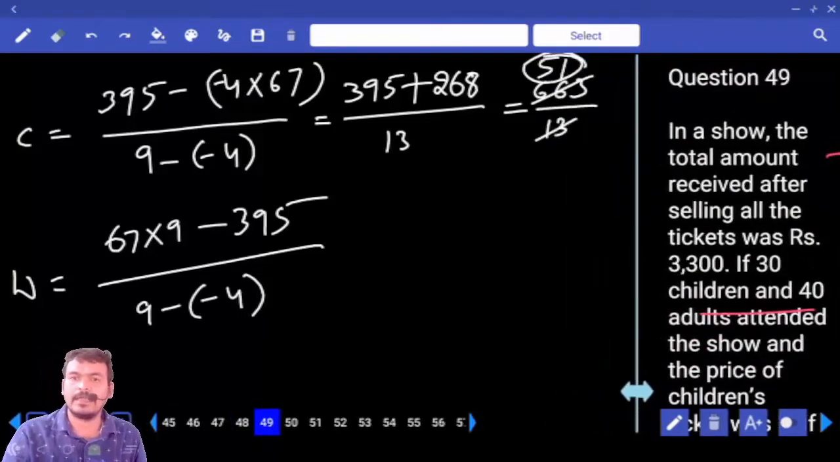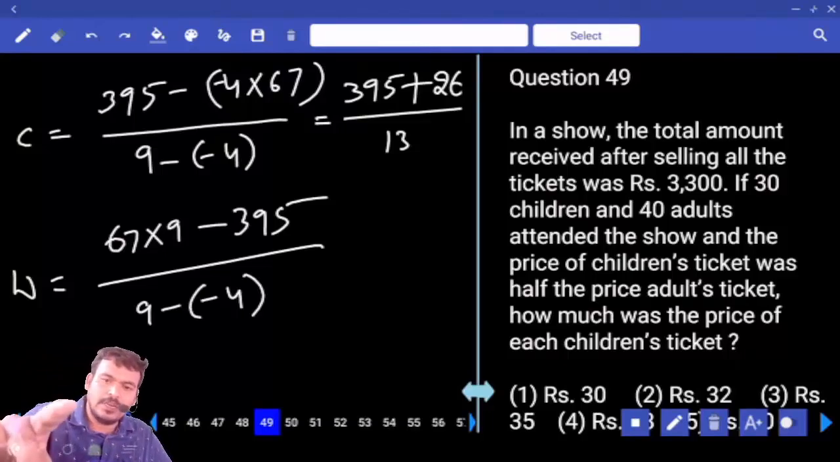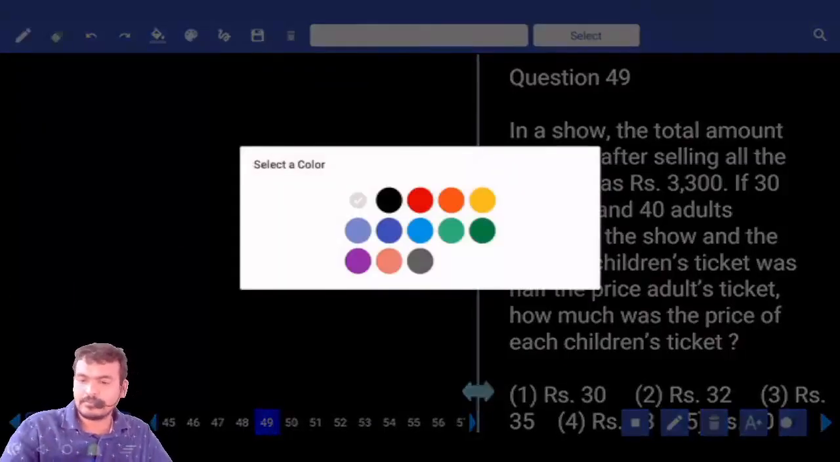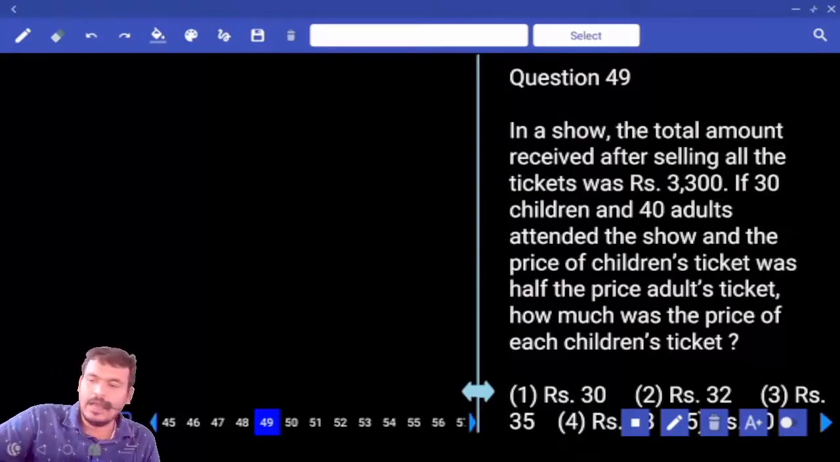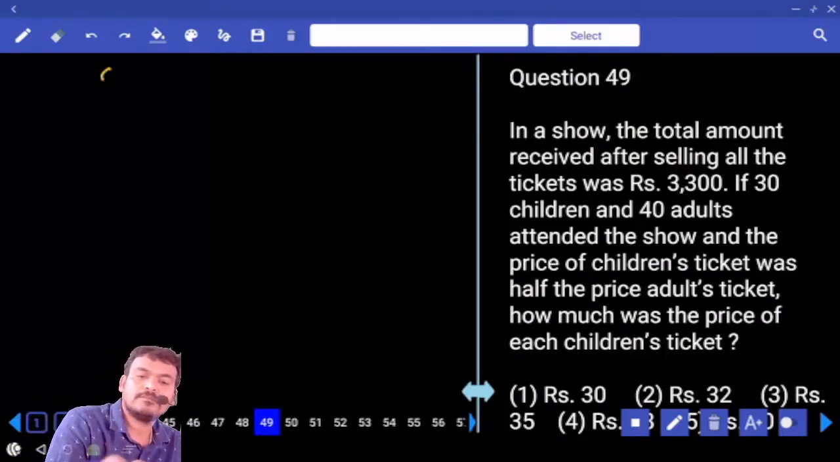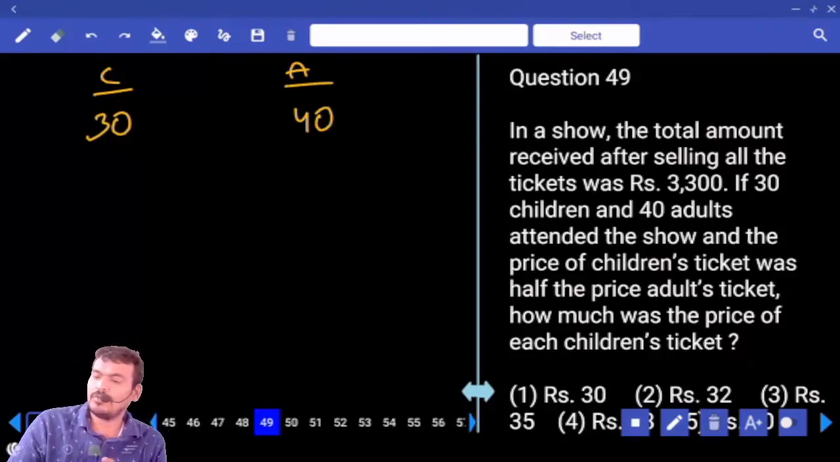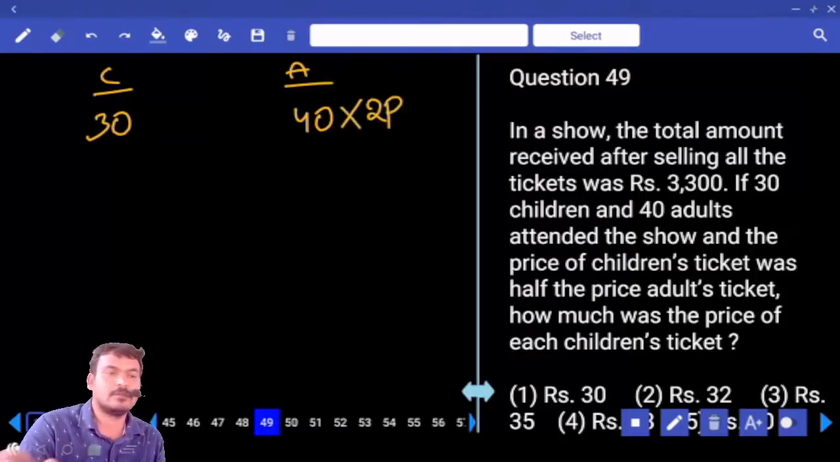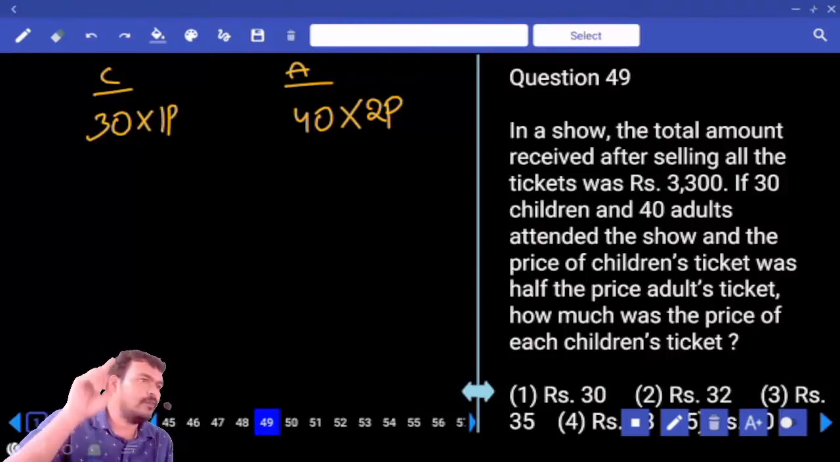Next question number 49. In a show, the total amount received after selling all the tickets was 3,300. If 30 children and 40 adults attended the show and the price of a children ticket was half of the price of an adult ticket, how much was the price of each children ticket or not? Okay. What is the number of children? 30 children. What is the number of adults? 40 adults. Each children ticket value is half of the adult value. Suppose we treat the adult value as 2 parts. Adult ticket value 2 parts, then children ticket value 1 part, or not? Every adult ticket value 2 parts means every children ticket value is 1 part.